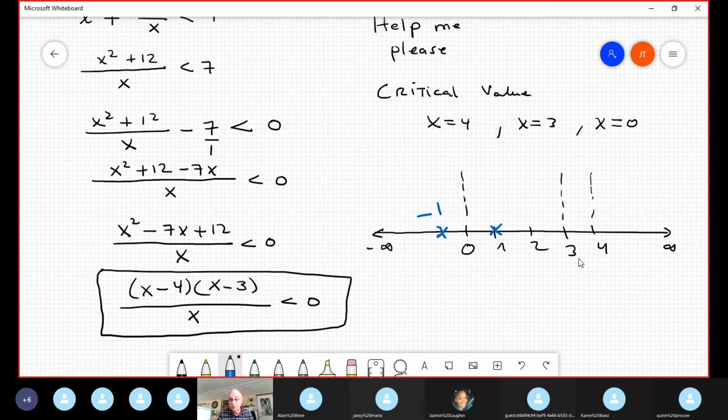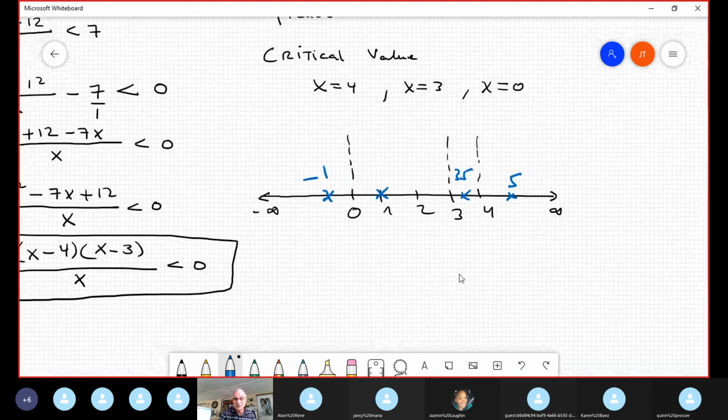Another student selects 2, 2.5. And between 3 and 4, absolutely, I select 3.5. And after 4, I select 5. Not necessarily. Some people say, well, professor, how do you select that?